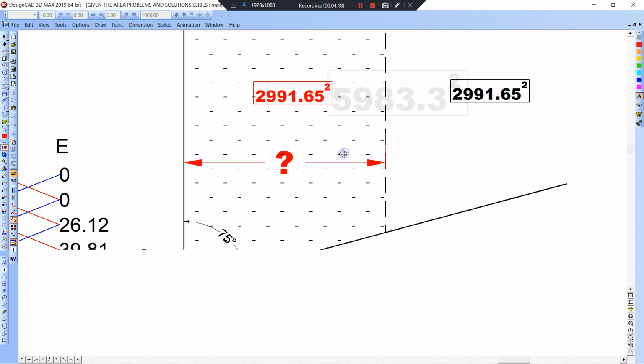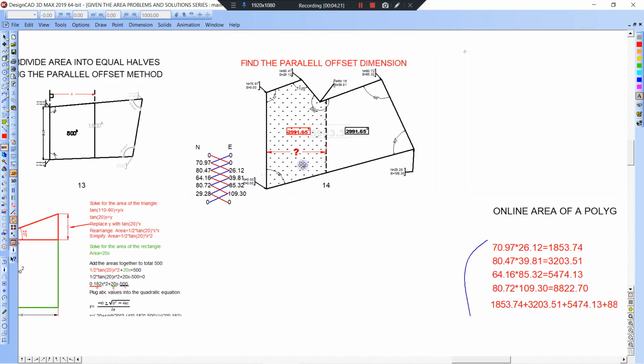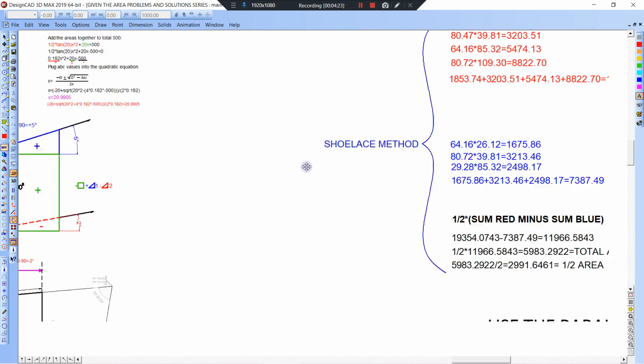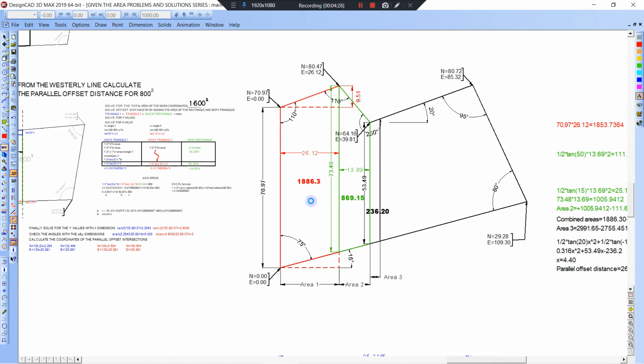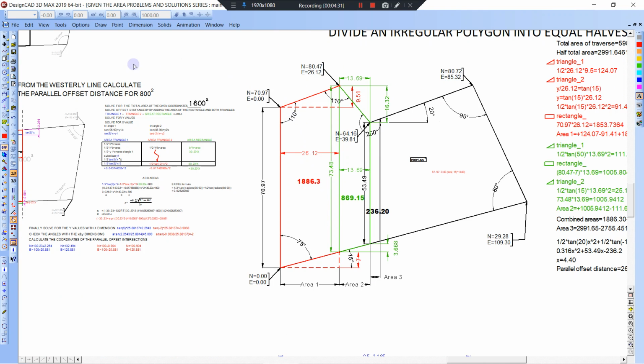Now we're looking for the parallel offset distance. There are a lot of steps, but I'm going to try to go kind of fast. We have a rectangle here, and I'm going to do it in purple. We're going to do this times x, and that gives us the area for this rectangle up to this line here. So actually it's in red. So we do this, and that's the rectangle.